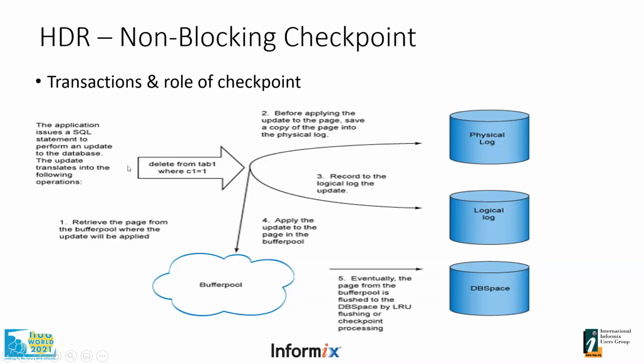Once we do this for multiple transactions and multiple pages, the whole LRU will look a lot dirtier. Basically, there are a lot more dirty buffers in this. So when the checkpoint interval happens, what we need to do is to take all those dirty buffers and flush them into the respective dbspace. That's how the checkpoint really works.